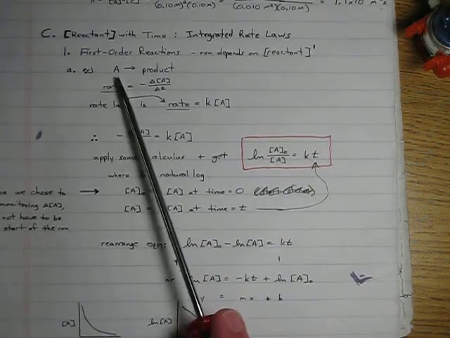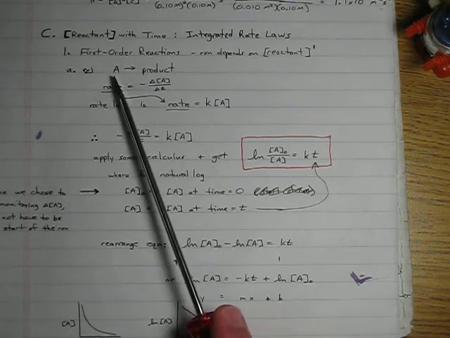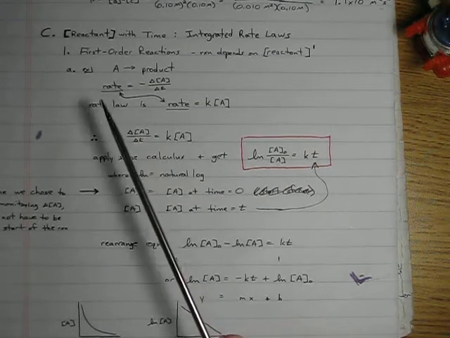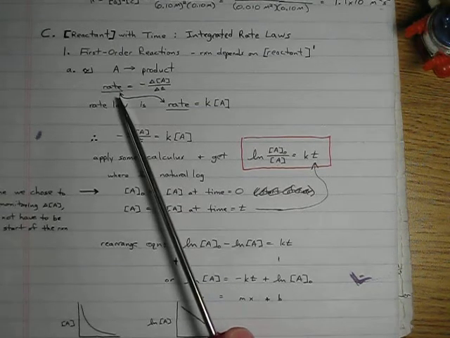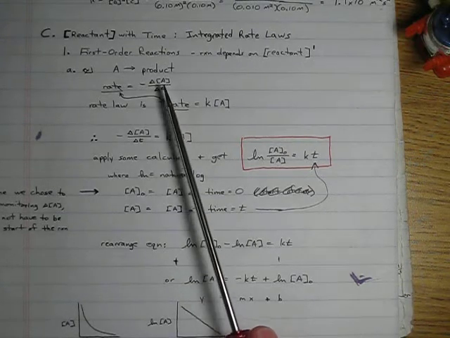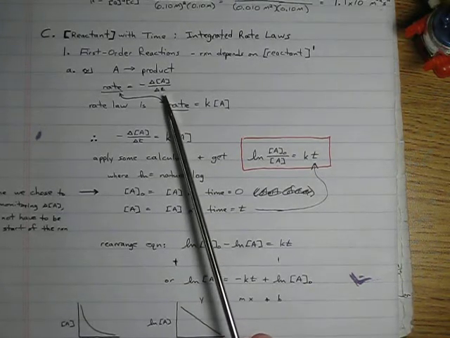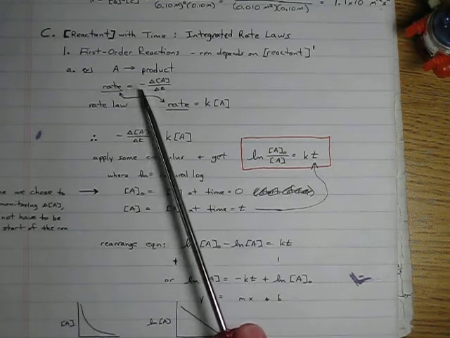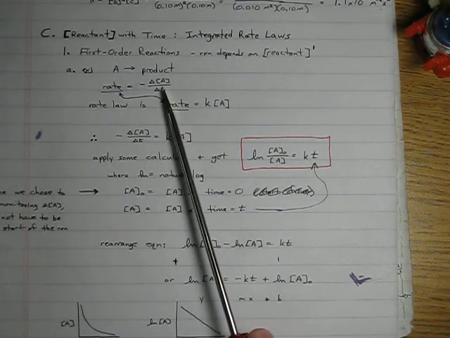So here's an example. A goes to product. Some reagent A forms some product. Recall, if we're looking at the rate of the reaction, we want to find out how fast it goes, we have to measure the change in concentration of A with change in time. Since it's the reactant, it's negative. So the rate of the reaction will equal negative change in concentration A with change in time.